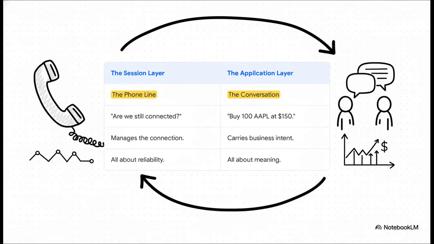And this is what's so beautiful about the whole design. It's this elegant separation of duties. The session layer is just the phone line. It makes sure there's a clear, stable connection. The application layer is the actual conversation happening on that line.